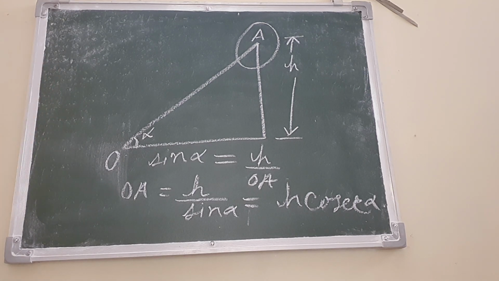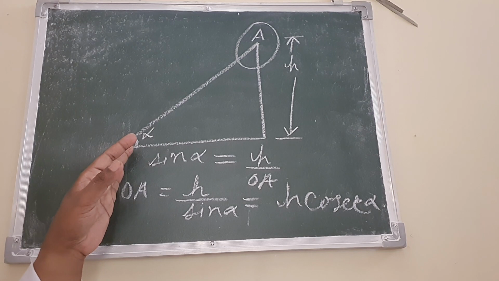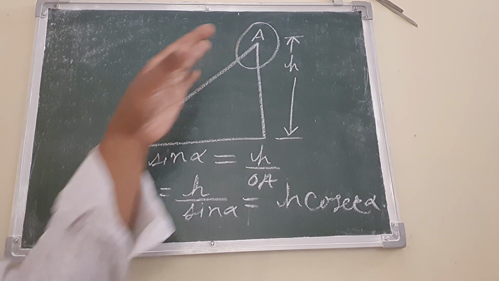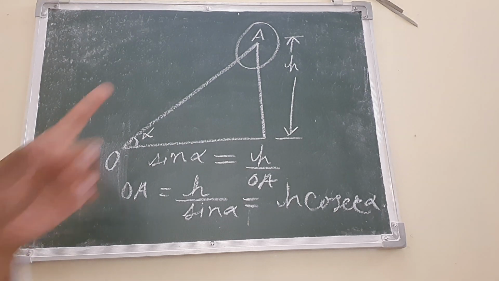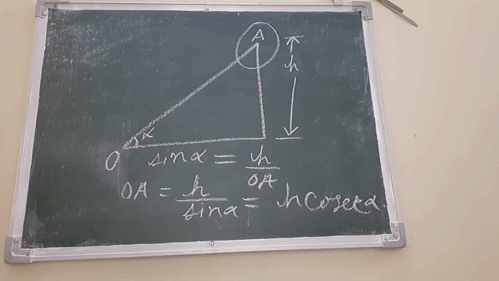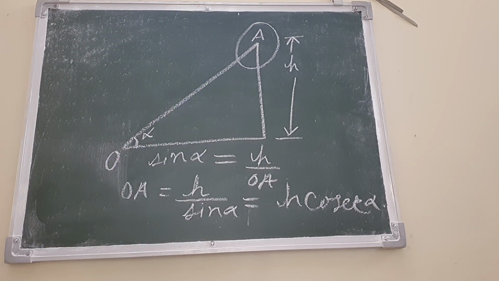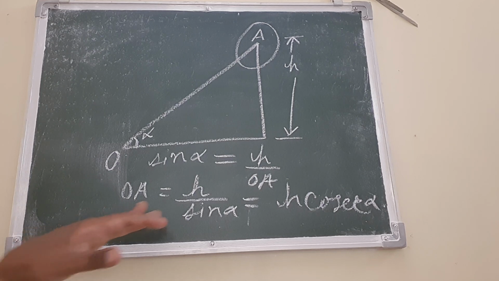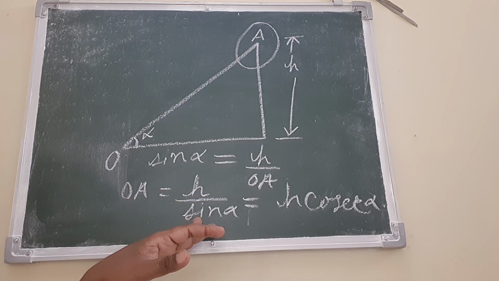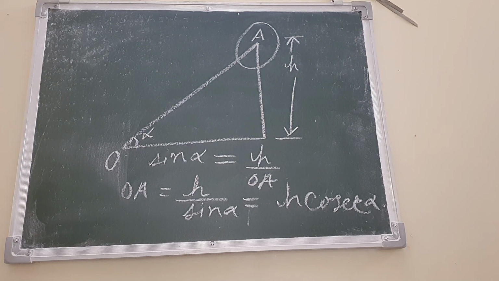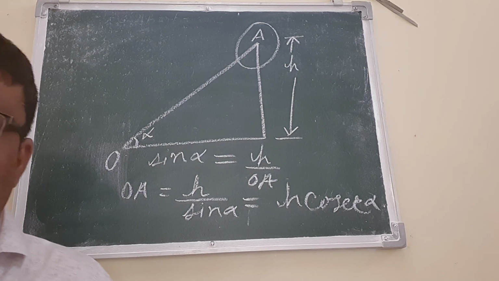We are going to understand this question once more. Sine alpha, it is making an angle of alpha from the center of the balloon, and the vertical height is h. So we have to find the distance OA. OA is equal to h upon sine alpha, that is h into cosec alpha. I think you all might have understood these questions.